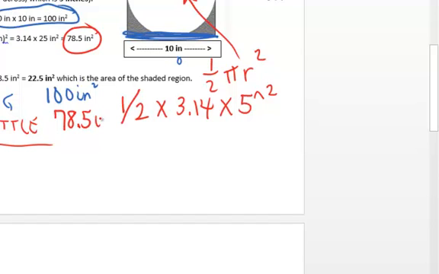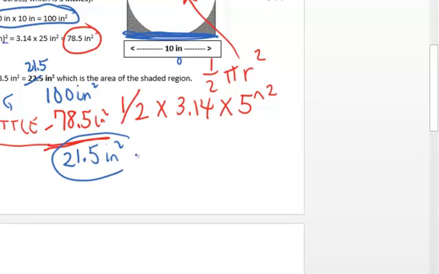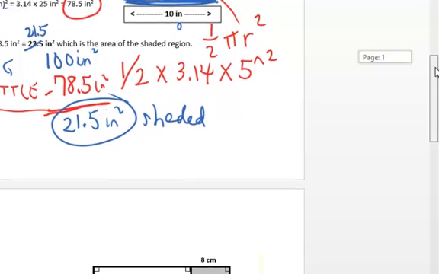78.5 square inches. If I subtract those two numbers, just do it on the calculator, you end up getting, and that is an error on my sheet, it should be 21.5, not 22.5. That is a mistake. 21.5 square inches for the area of the shaded region. I hope this helps out. Again, rewind the video if you have questions, ask the instructor.